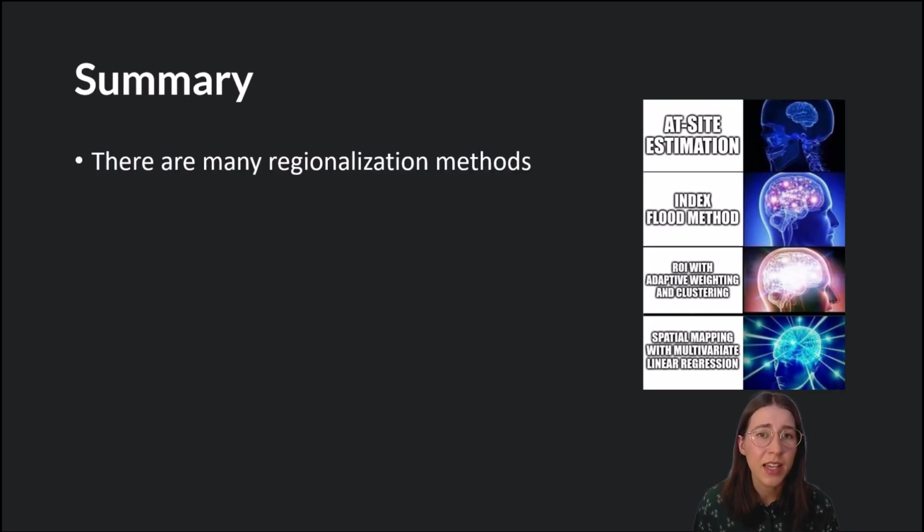In summary, there are many different regionalization methods, starting with at-site estimation, and we talked about index flood method, fractional membership, region of influence, and mapping. These all provide different options for estimating the dispersion and skew using regional averages or some other method rather than just relying on the at-site estimates.